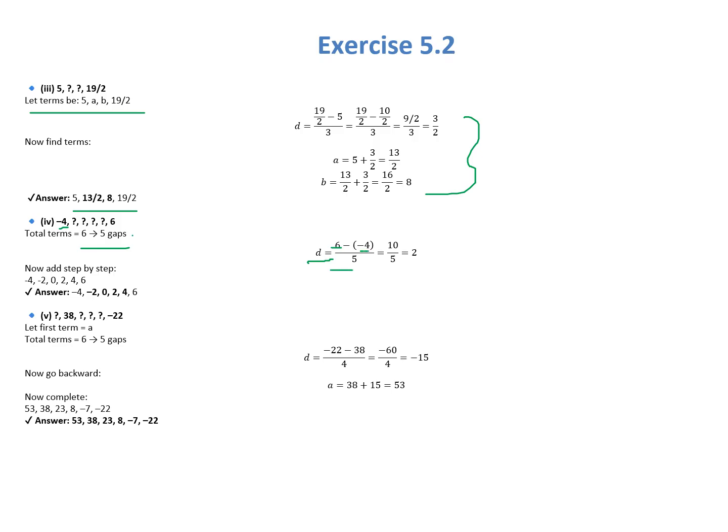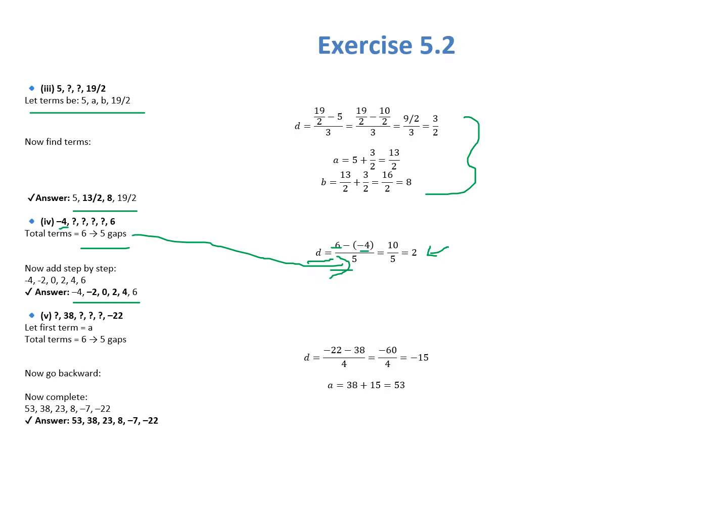This is very, very important. This will help us to find the D. So how do we solve it? The last term which is given in the series minus the first term, divided by the number of gaps. So we'll have the gap of 2 within the series, and then we'll apply this gap to the first term. So minus 4 plus 2 gives us minus 2, minus 2 plus 2 gives us 0, 0 plus 2 gives us 2, and 2 plus 2 gives us 4. This is the final series.